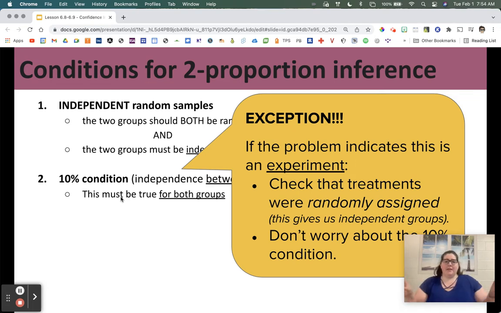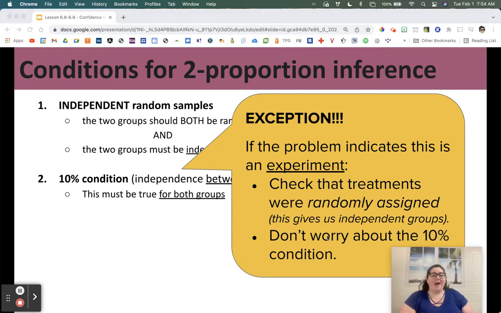That random assignment of groups or of treatments will give us that the groups are independent of each other, which kind of checks that first condition. Again, maybe not random samples, but we still need to know that they're independent groups, and that's what the random assignment will do for us. The other thing is we're not going to worry too much about the 10% condition. If we're not actually taking a sample from a population, this is really not something that we need to worry about checking. It's never wrong if you do check it, but if it's an experiment, it's not really that important.